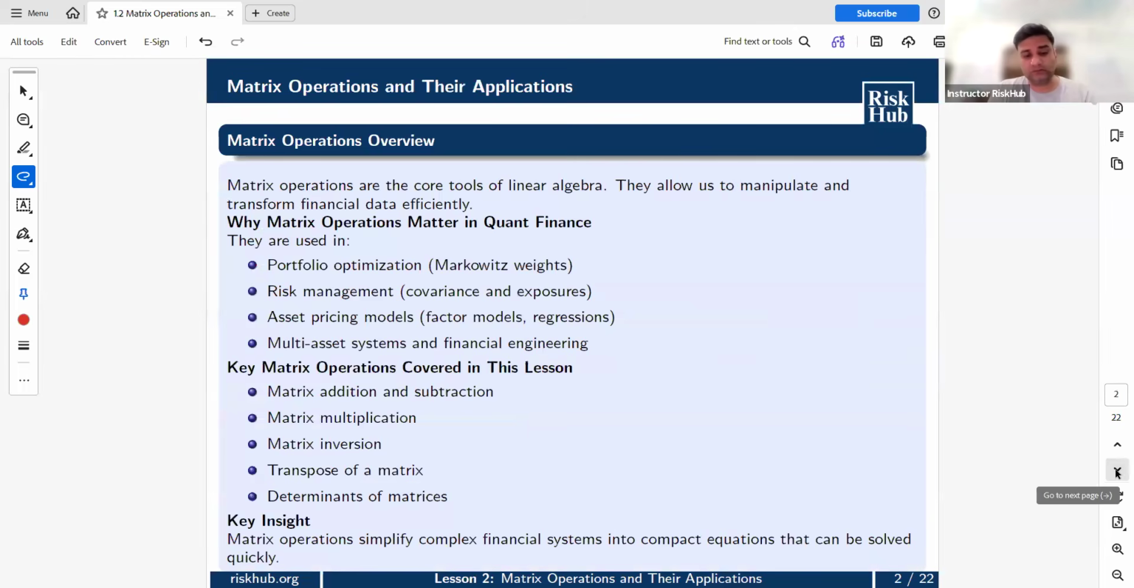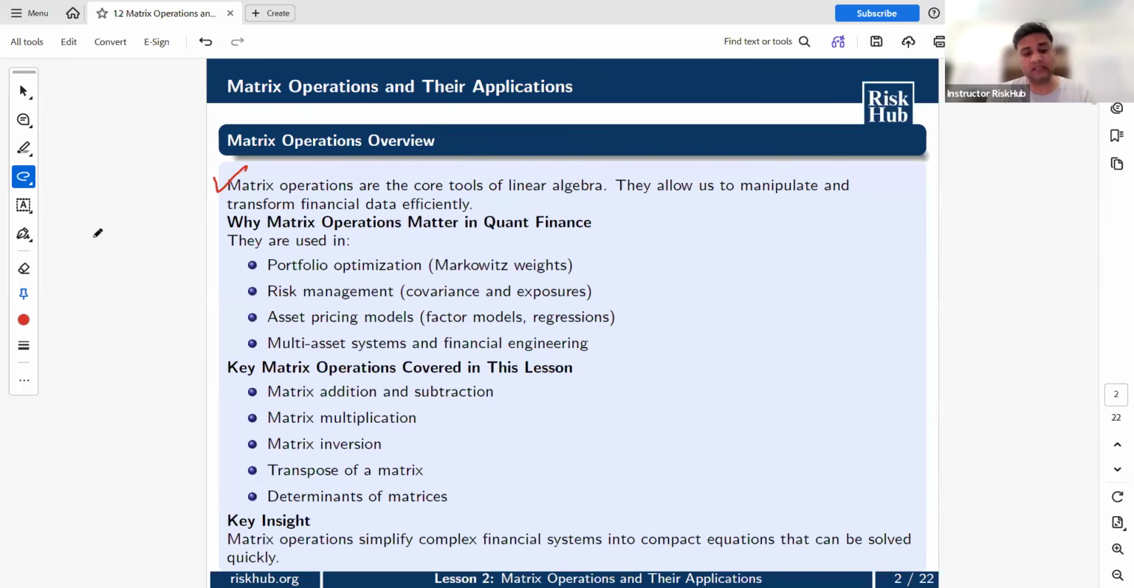So now when you talk about the matrix operations overview, the slide says that matrix operations are the core tools of linear algebra. Massively important statement, because every quantitative system is basically doing addition, multiplication, inversion, and transformation on gigantic matrices. And why do matrix operations matter in quant finance?